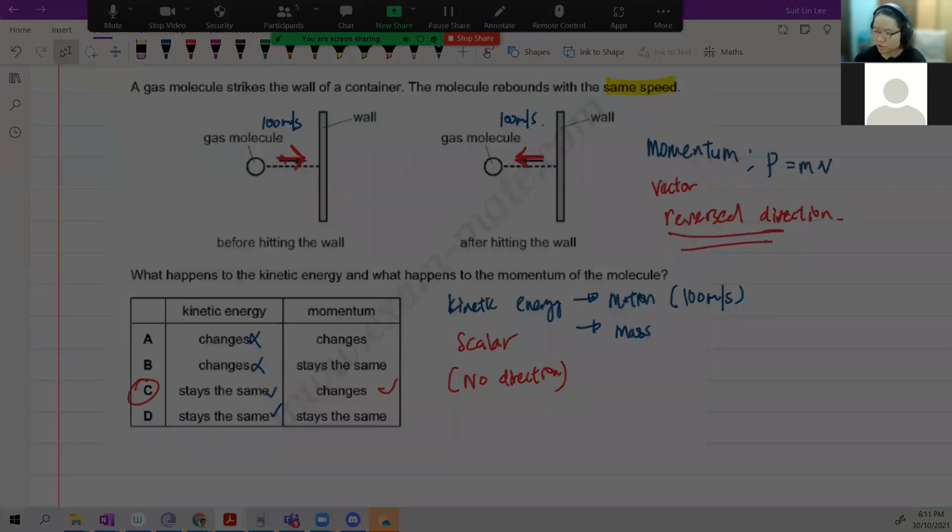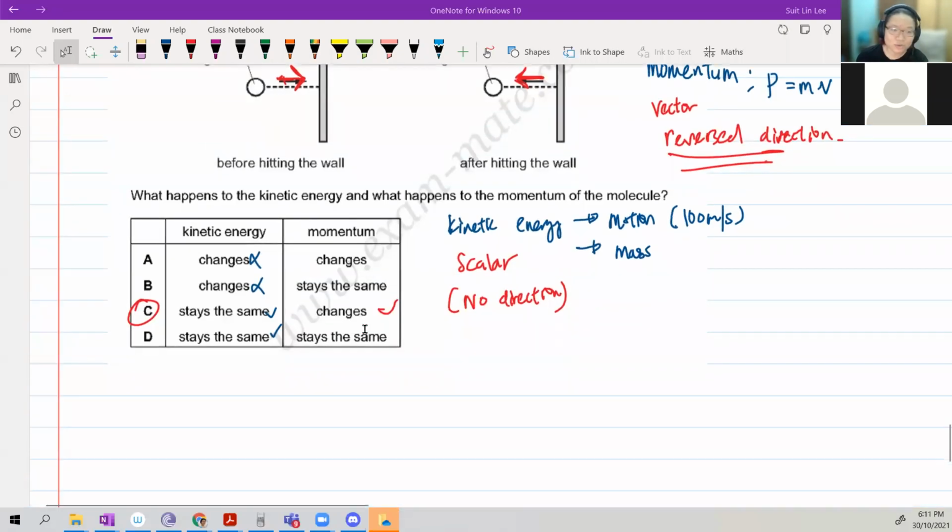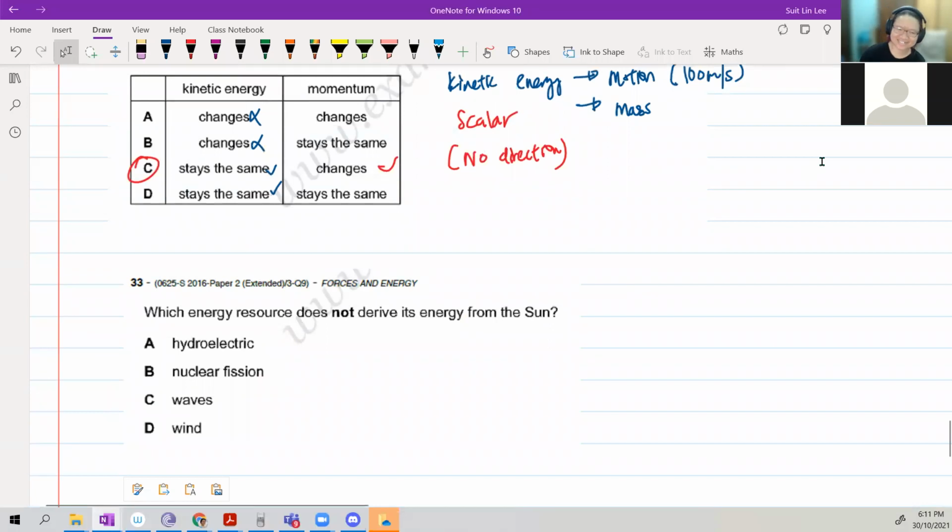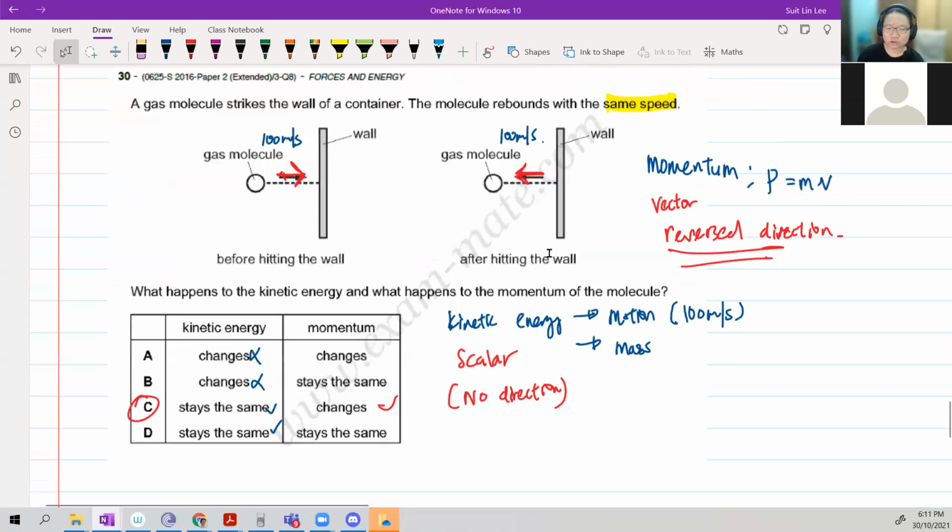Right, here's a K-Butt question. This one is quite K-Butt, so it's fun. Momentum can change from positive to negative. Yes, that's why they change. So maybe from positive 100 in one direction becomes negative 100.